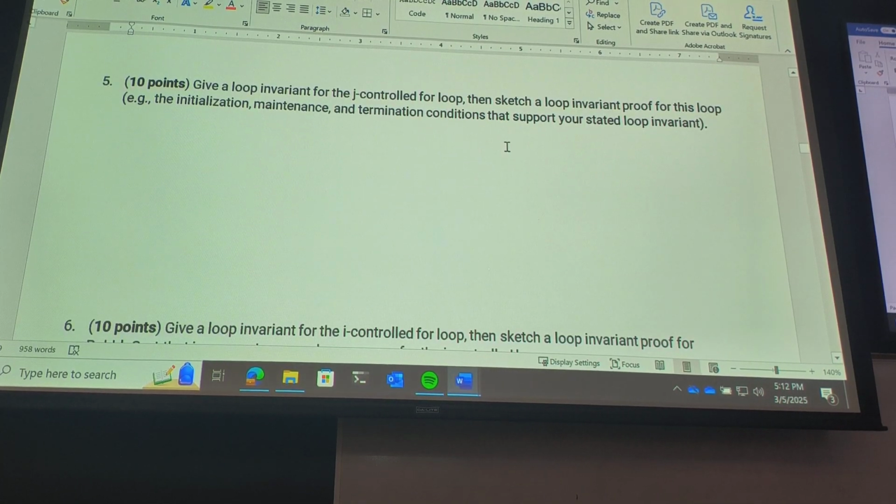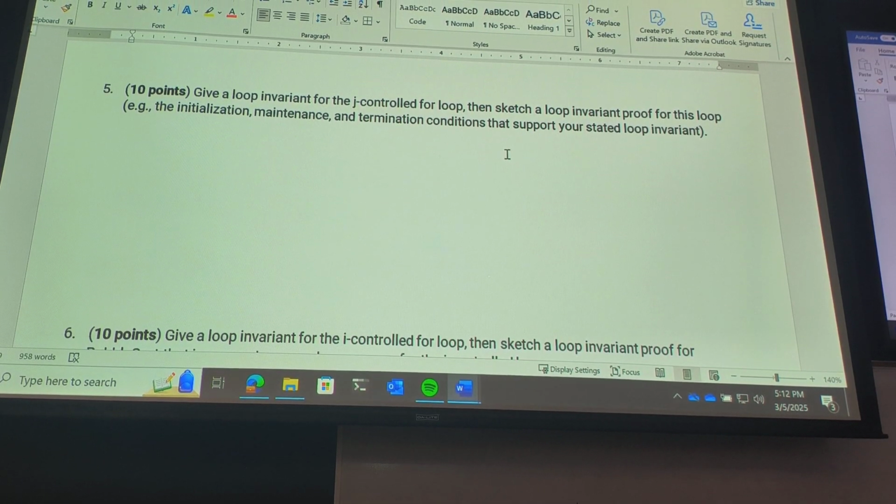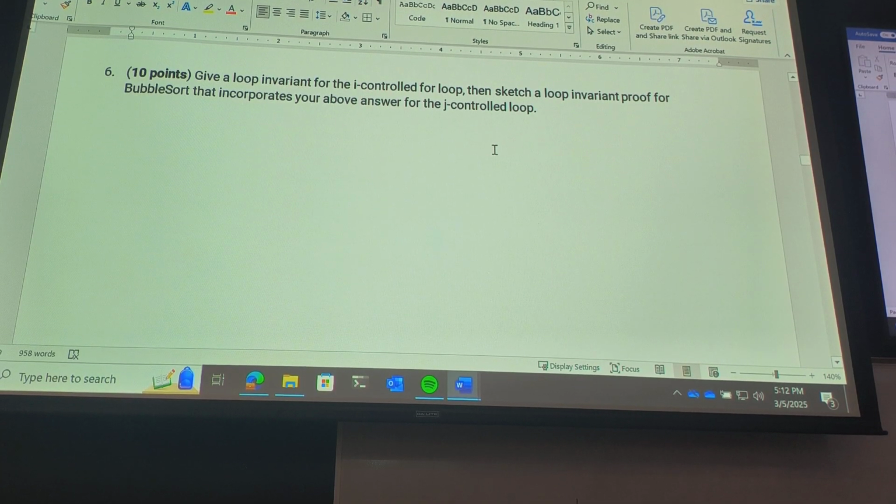Then, loop invariant for the J-controlled loop. Sketch it. Prove it via initialization, maintenance, termination. Same thing for the I loop. Use your J-controlled loop to prove it.